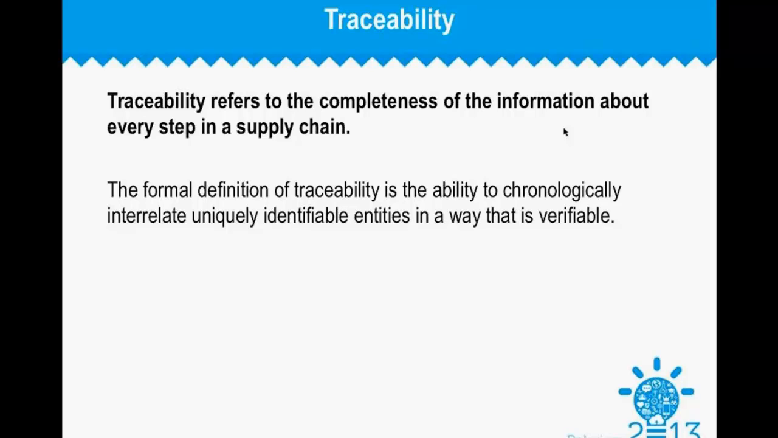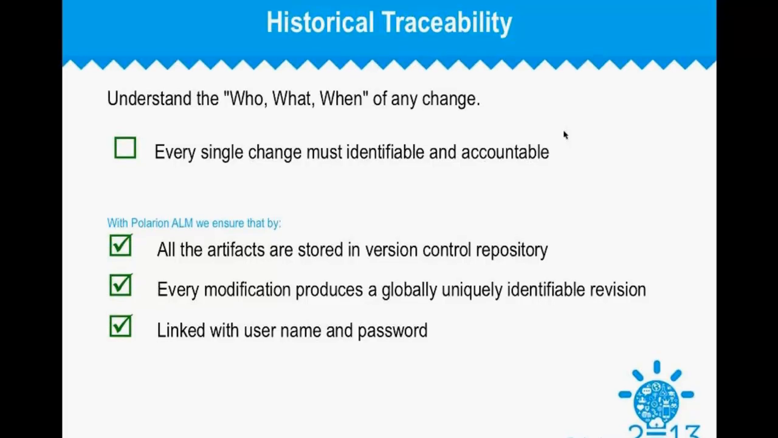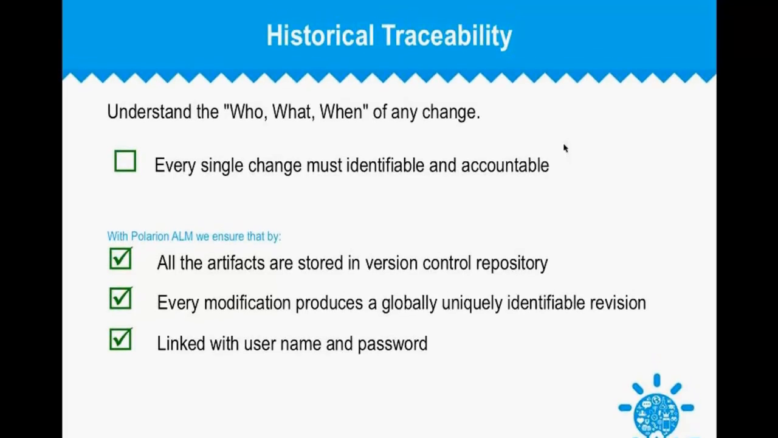If you want to chronologically relate those identifiable entities, first what is a prerequisite for that is that you really need to understand who, what, and when for any change. So actually every single change must be identifiable and accountable. And if you want to really isolate every single change, you need to ensure that every single artifact, every single requirement, and the requirement is typically just a paragraph in a specification document or every single block element in a model is also identifiable and accountable.